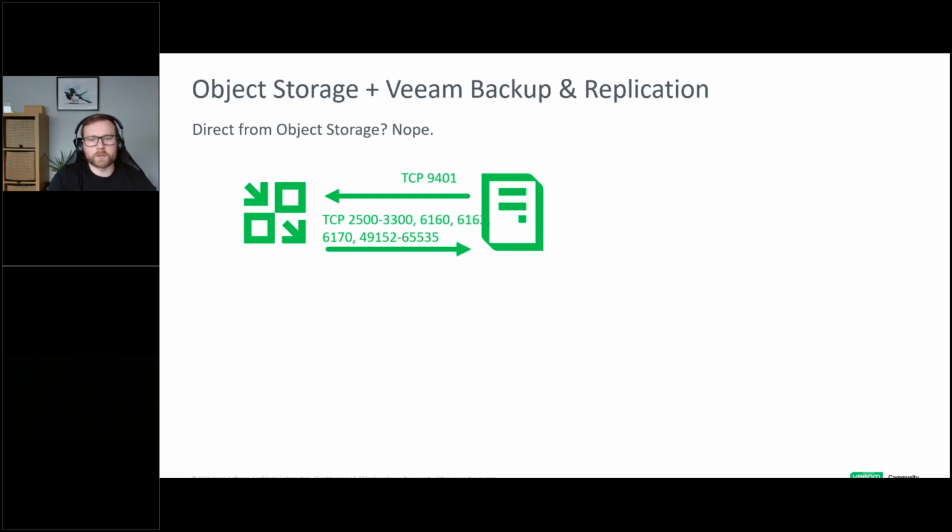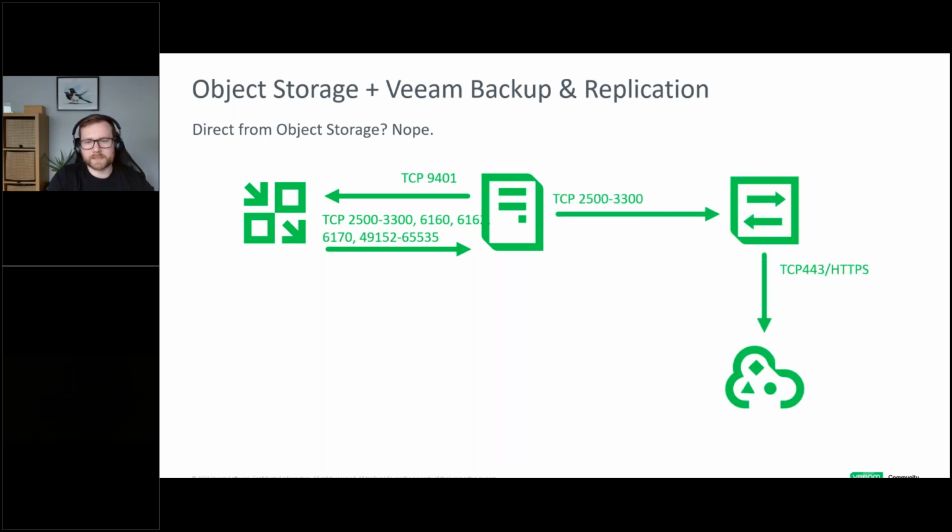Next up, we've got the communication to the object storage itself. When utilizing a gateway, as you'd expect, we've got to talk to the gateway components, same as when an agent performed a backup. So we're going to use TCP 2500 to 3300 with the gateway server talking to object storage over port 443, as we'd expect. But now what happens if I'm using direct mode instead of the gateway? How do we talk to the object storage? Is it the mount server? Is it the VBR server? Well, it is the mount server that actually facilitates that communication.